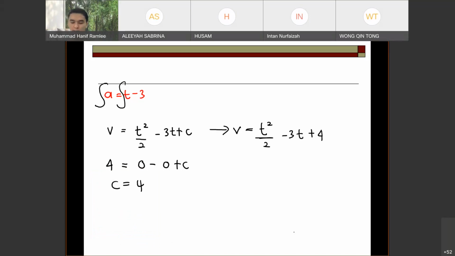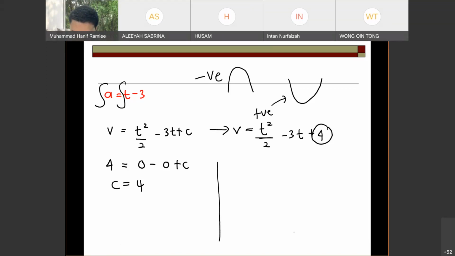Okay, from this equation, you can develop a graph. So I know that this is a quadratic equation and it is positive. And the shape of the quadratic equation for the positive should be a smile. If negative, it should be not a smile like this. This one is for positive. And I know that the intercept at the V axis is equal to 4. So I can make a graph like this.